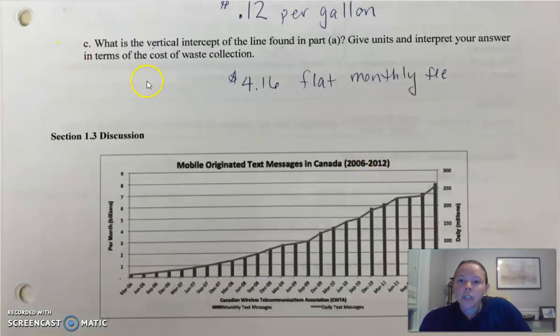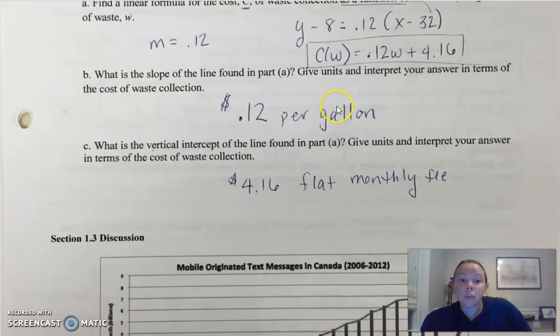And then finally, what is the vertical intercept of the line found in part A? Give units and interpret your answer. So to get the vertical intercept, remember you plug in 0 for your independent variable, so this goes away. So that's where that 4.16 is coming from, and that's in terms of dollars. Notice that's your C, that's your cost, and that's your flat monthly fee.